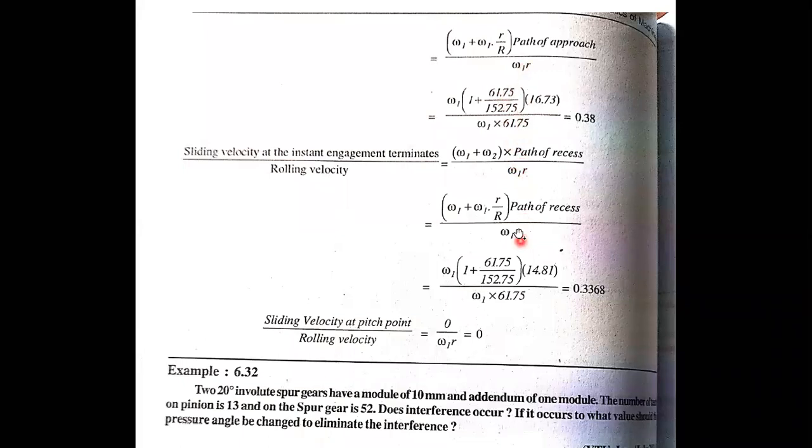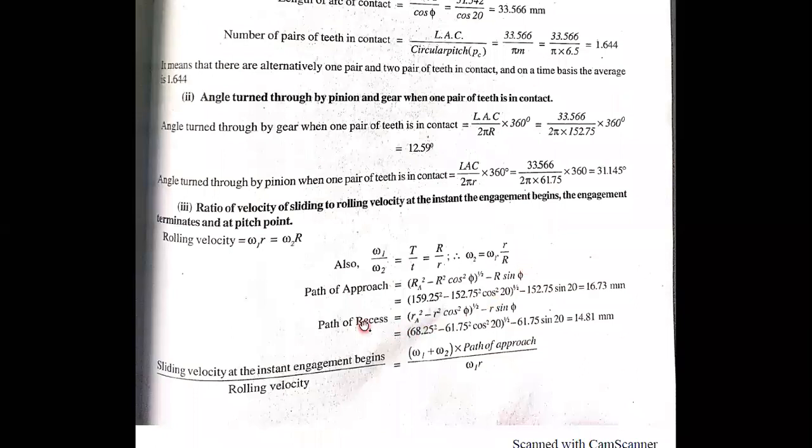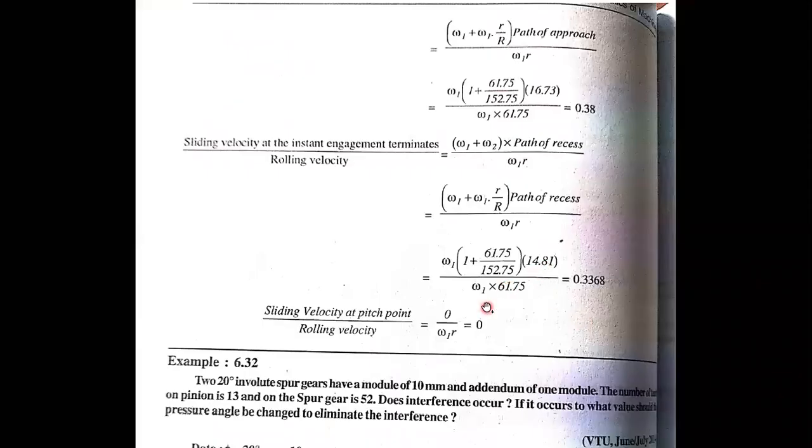Everywhere you are taking the same thing. Either you can take omega 1 into capital R, but here we are considering the small r only. So again omega 2 means omega 1 into small r divided by capital R. Again omega 1 take common, substitute the capital R value, small r value, and path of recess. Path of recess, as in the usual method, you can calculate using this formula, and you get 14.81. Substitute that value, and omega 1 gets cancelled. Therefore, you'll get around 0.33. So this is the sliding velocity at the instant engagement terminates.